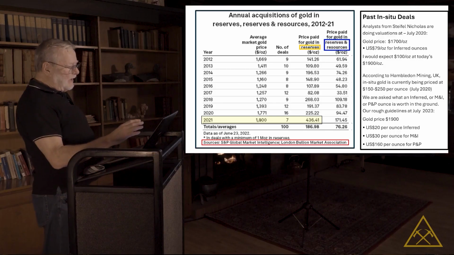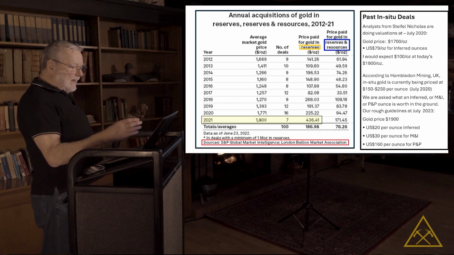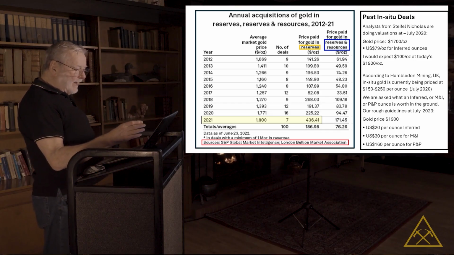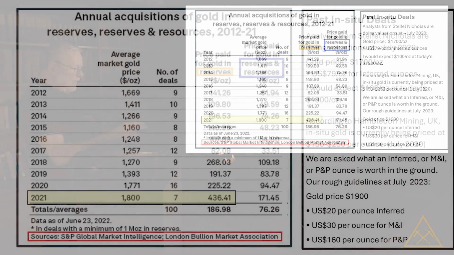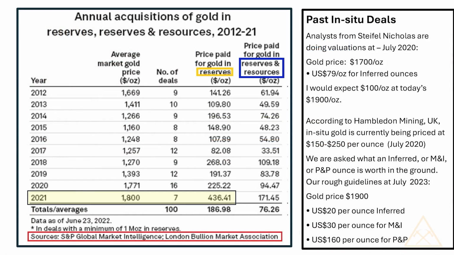But in this situation here, this was done by Stifel Nicolaus. I believe they're in Europe, UK. This was done in July 2020. They looked at a bunch of different deals and what the prices were that the companies paid when they took over the explorer, as an in situ value of the gold or gold equivalent ounces in the ground. So for some of this, they came up with $79 US dollars an ounce for inferred resources. And I would expect today's... 1900 an ounce.